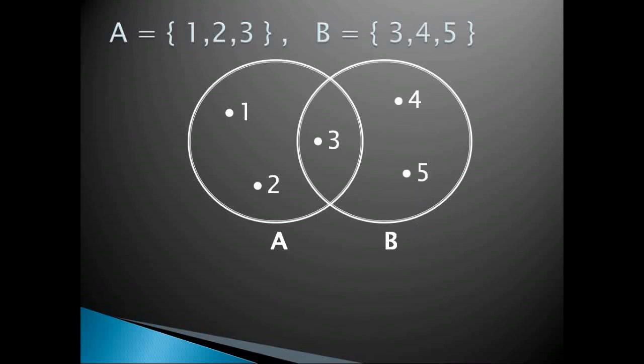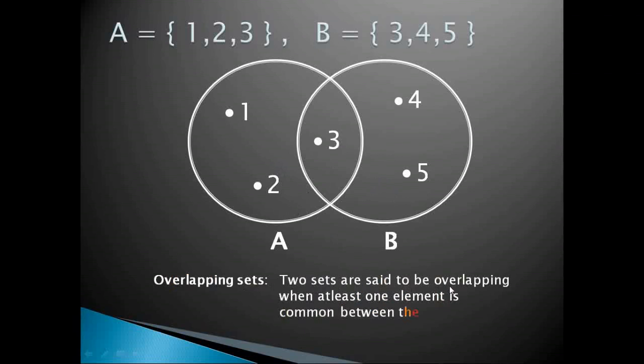Clear? When such a case happens that there is at least one element which is common to the two sets, we say these two sets are overlapping sets. So overlapping sets, two sets are said to be overlapping when at least one element is common between the two sets. Clear?